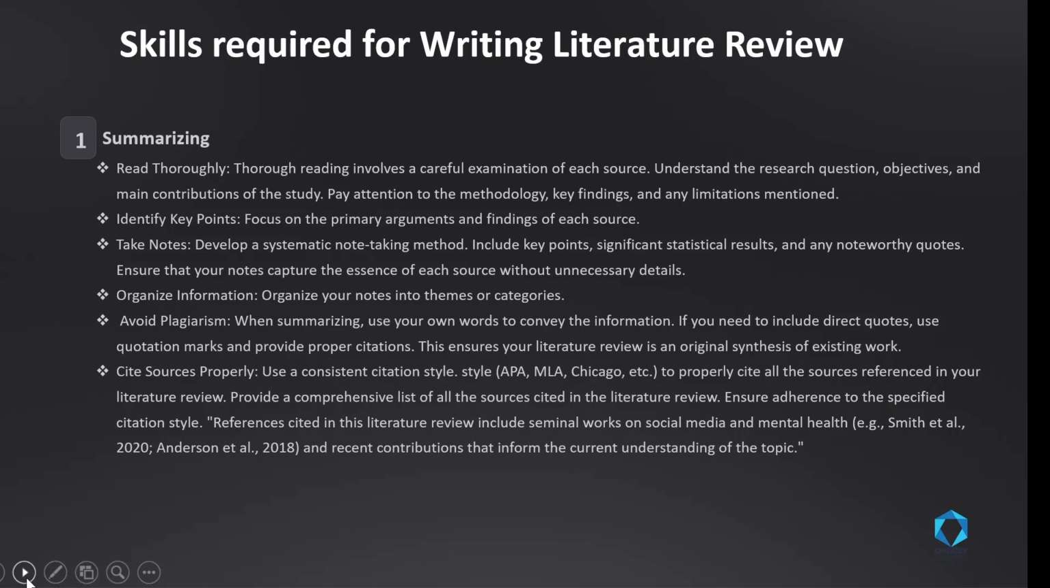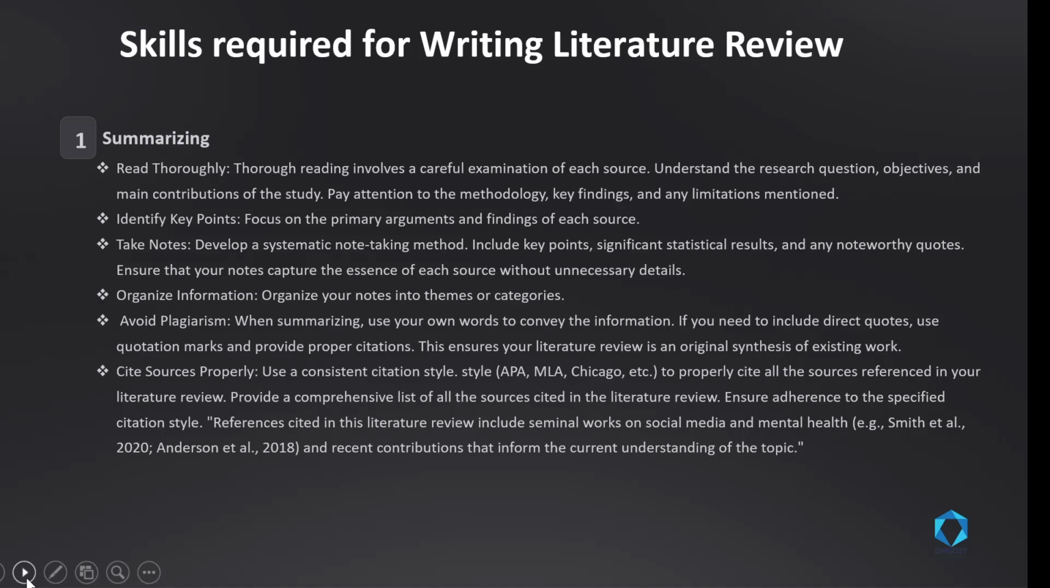Now, when you get those papers, what do you do with them? What are you looking for? Number one, you are looking for the research questions. You are looking for the research objectives. You are looking for main contributions. You are paying attention to methodologies, key findings, and limitations that have been mentioned. And then you're going to identify the key points. What is the focus? What is the primary argument? What are the findings of each source that you have? By source, we mean the journals and the research papers.